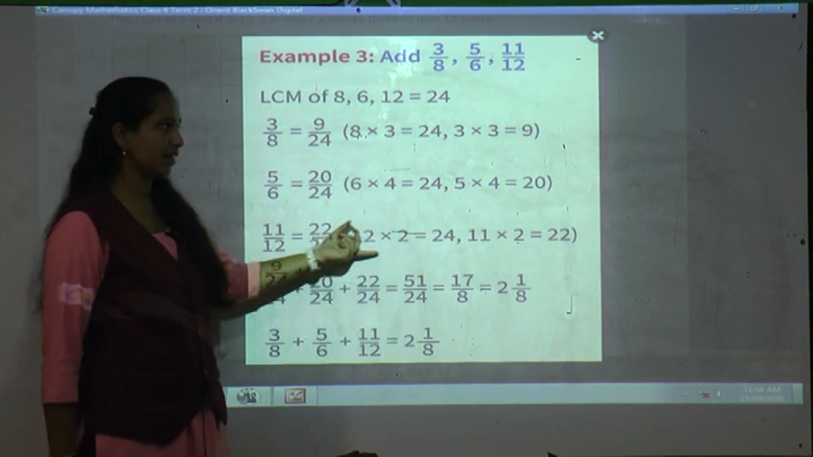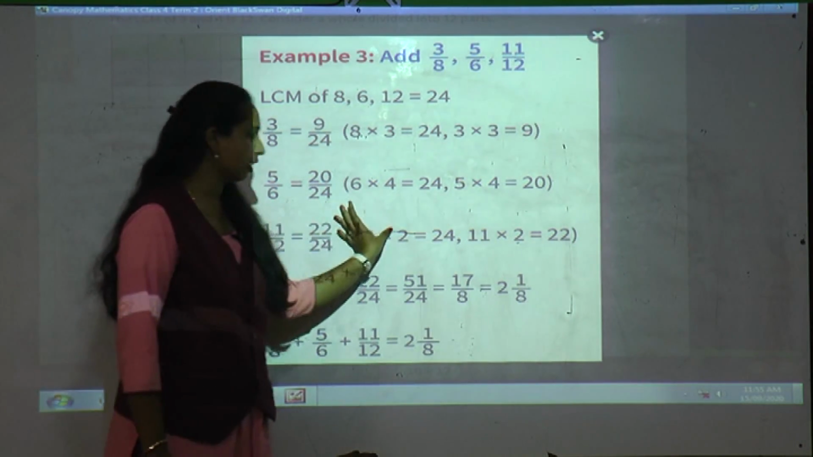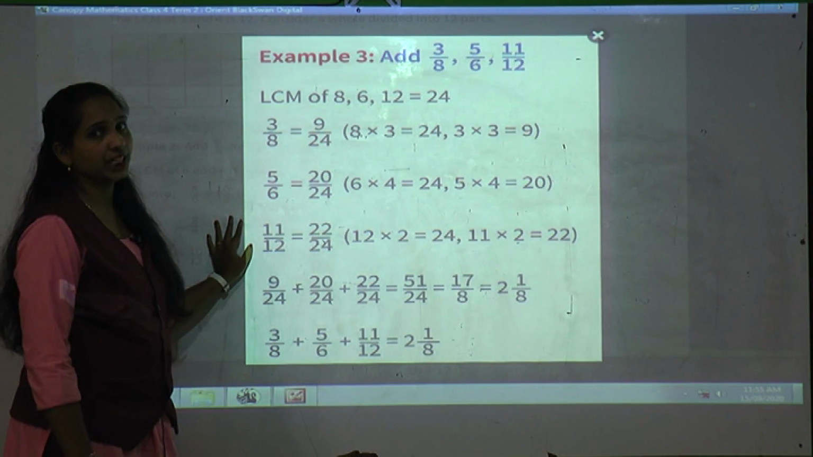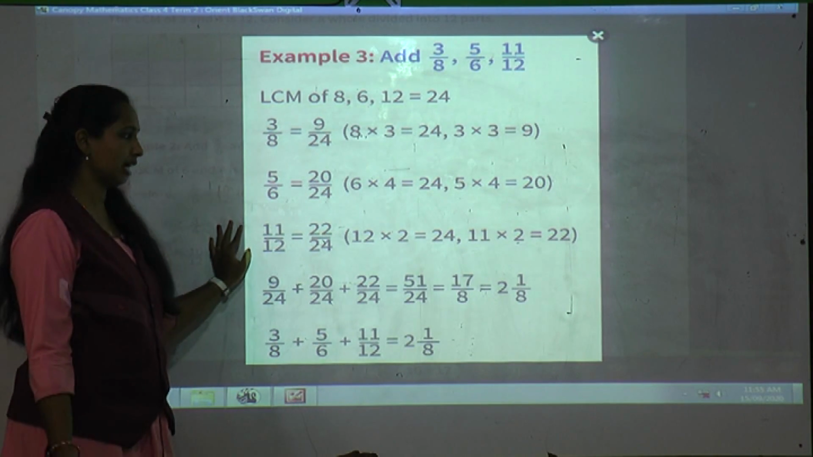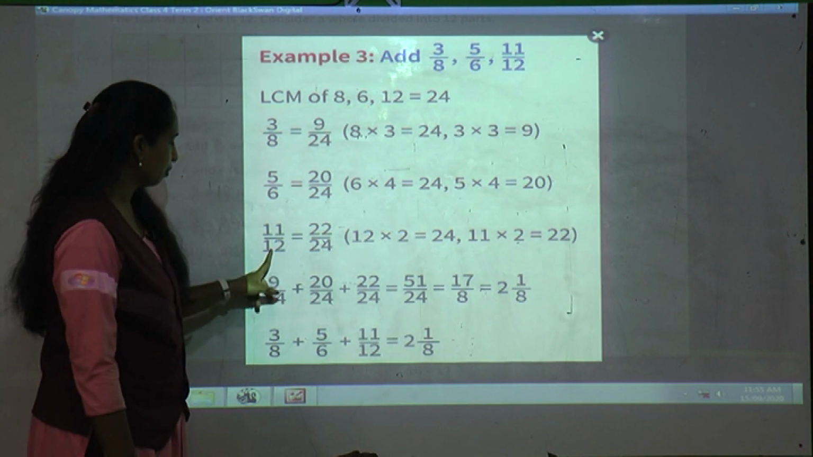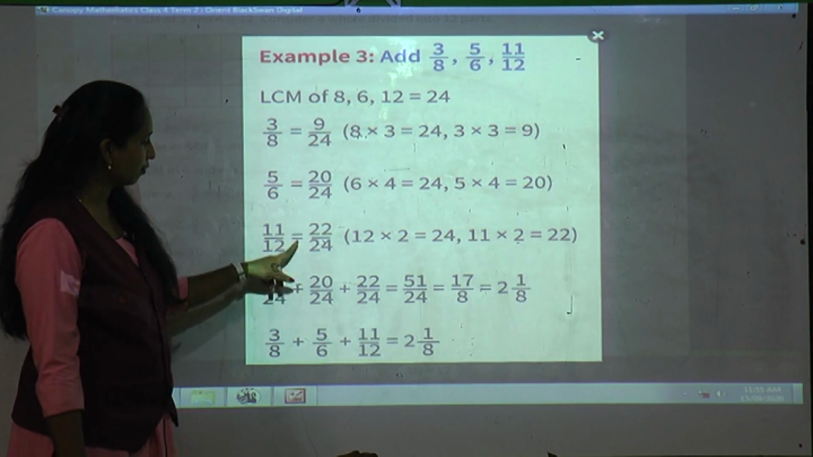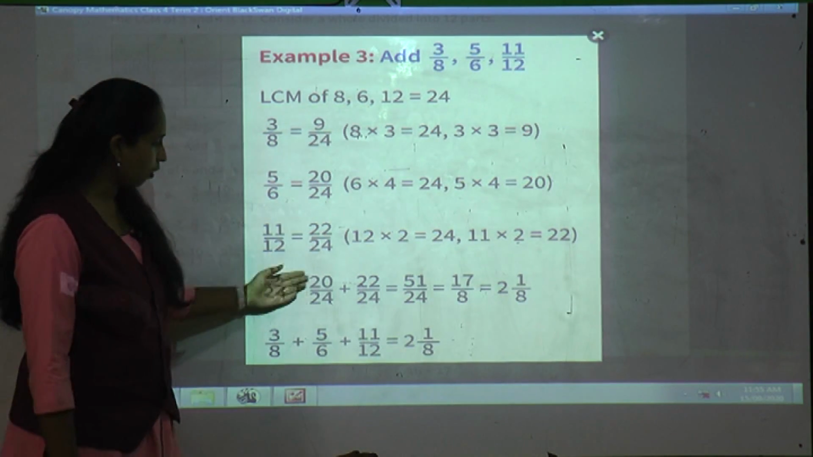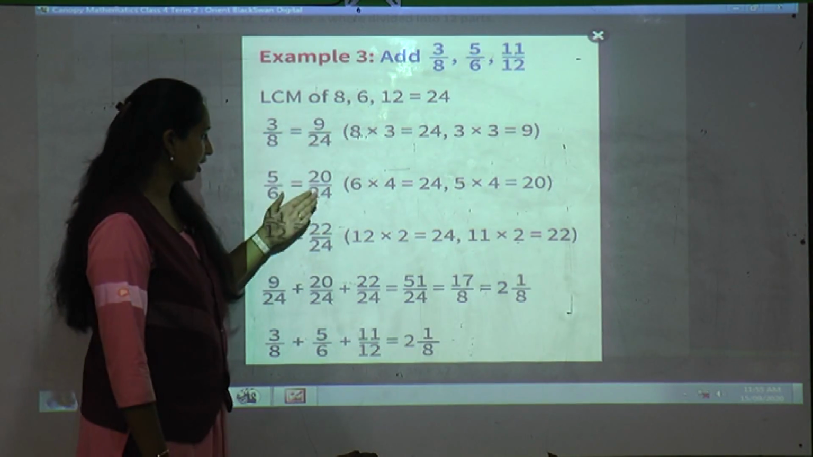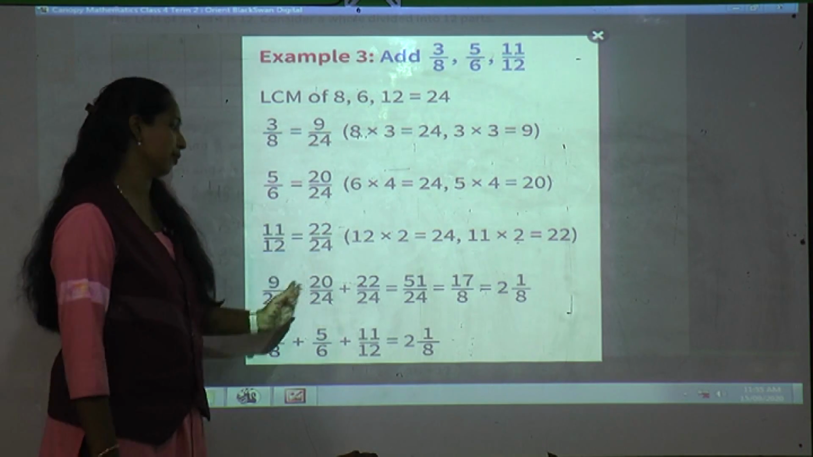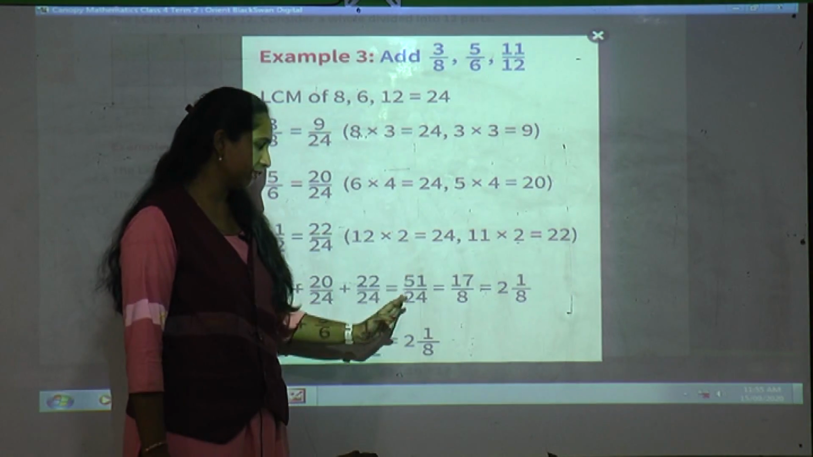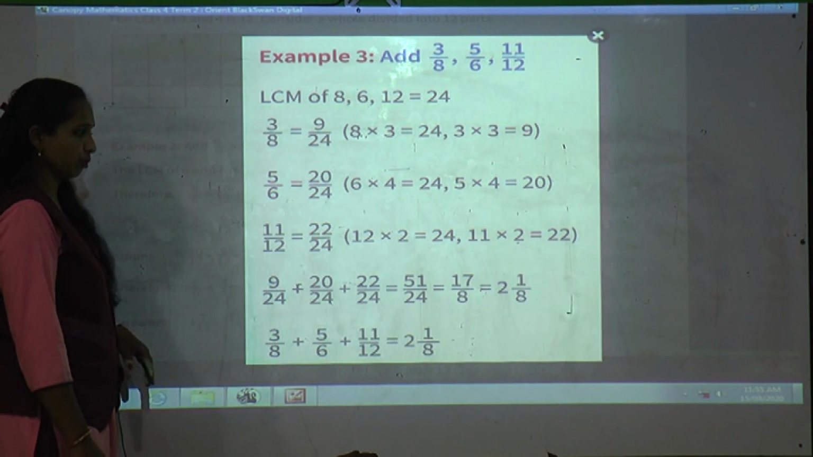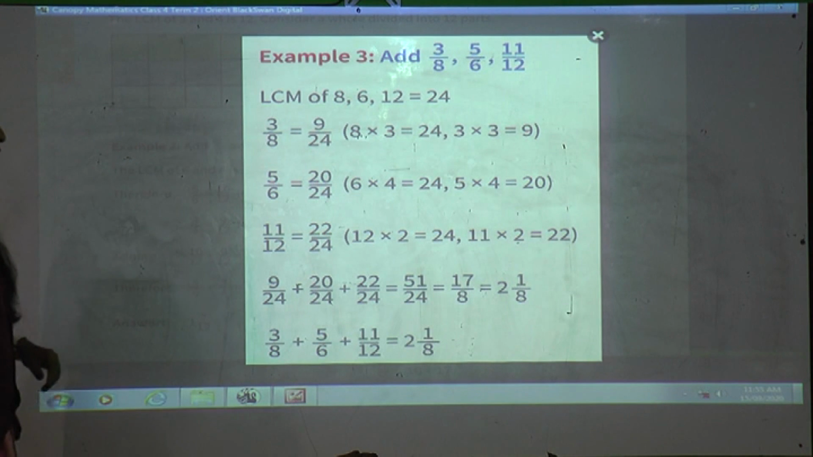So you can write it stepwise also, as we used to write in the last exercise when we were converting unlike fractions into like fractions. Now here 24, 12 is there. So 12 2s are 24. Here also 2, 11 2s are 22. Isn't it? Now add all together: 9 upon 24, 20 upon 24, 22 upon 24. So when we add together we get 51 upon 24. So what do we have to do?